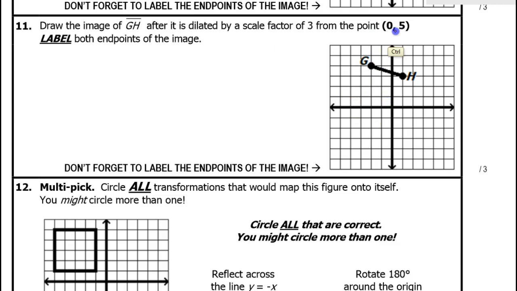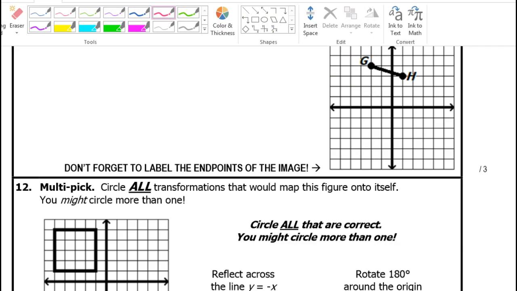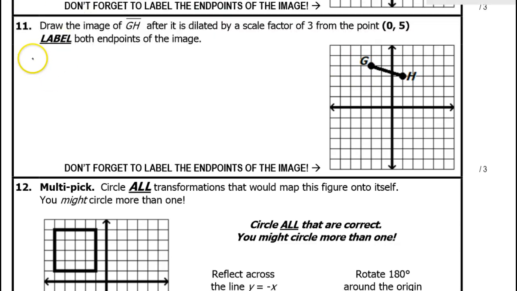Look, if we were dilating from the origin, all I would have to do is take these original points and multiply by 3. So again, I've got my original point G, which is -2, 4, and I've got my original point H, which is 1, 3. Okay, so if I were dilating from the origin by a scale factor of 3, I would just multiply all these by 3, and then that would give me the answer, and I'd be done. But we are not dilating from the origin. We're dilating from this point 0, 5.